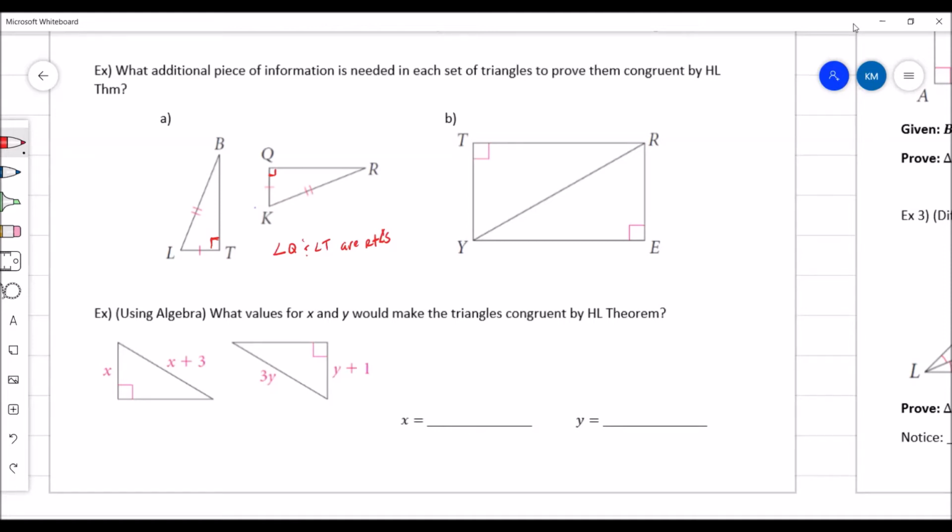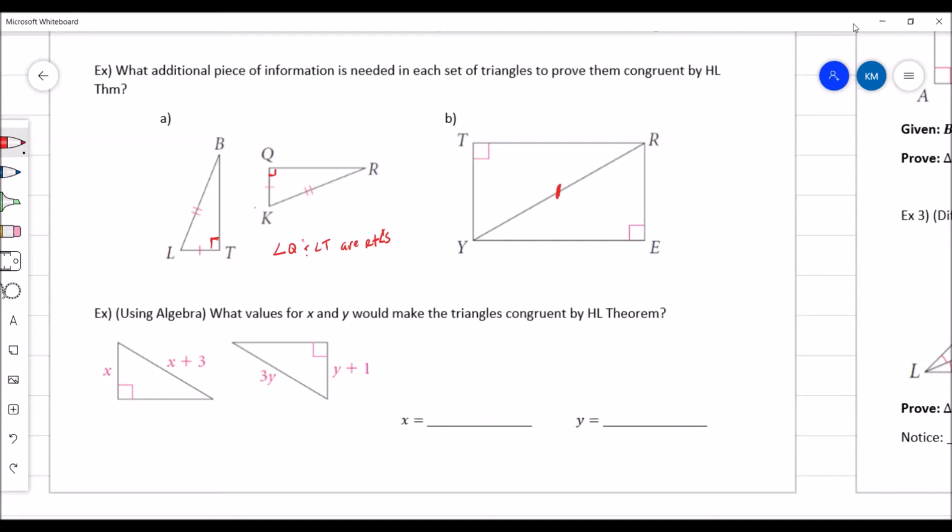Here for B, it says what additional information. I'll start by saying avoid using RY is congruent to RY, because we already know that by the reflexive property. This is information that we don't need additionally. We just need to recognize it from the beginning.